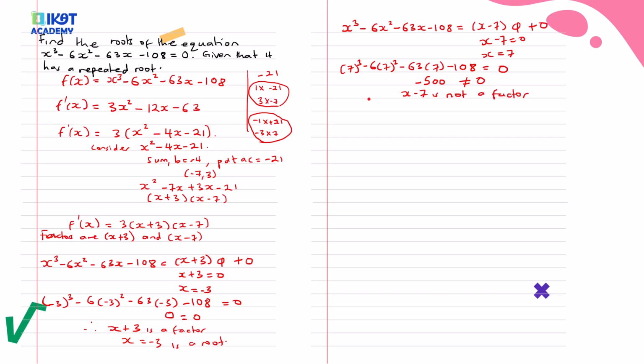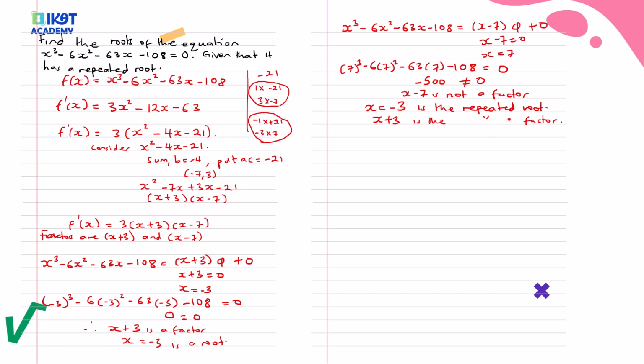It's not a factor. What does that mean? x equals negative 3 is the repeated root. Because as I told you, one of these is the repeated root, but we don't know yet. But how do we know? When we get this and this, and we substitute them into these, the one that gives no remainder, a remainder of 0, is the repeated factor. In this case, x is the repeated root, and x plus 3 is the repeated factor.